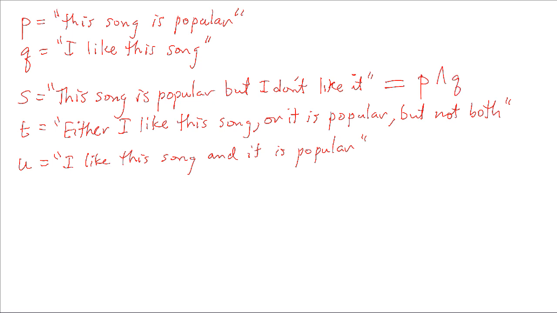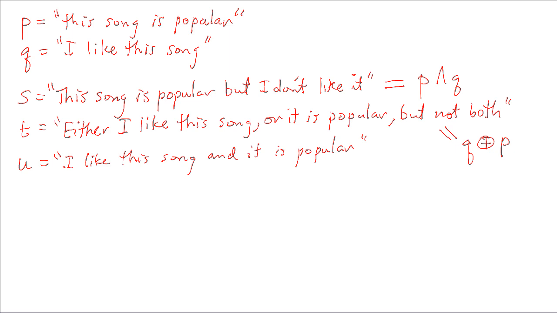T says either I like this song or it is popular, but not both. And you can recognize this as the XOR. Now I hope you don't mind if I make some diagonal equal signs here. And I'm going to say that this is, let's see, I like the song and it is popular. Okay, so that's P and Q. Or that's Q and P. So this is Q XORed with P. Okay?